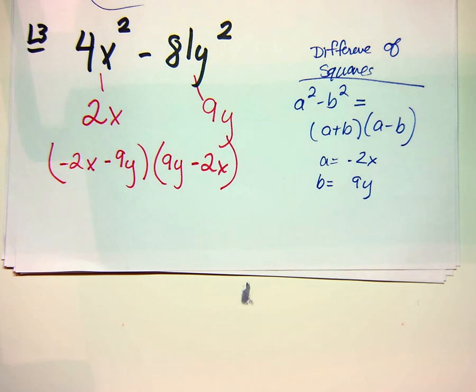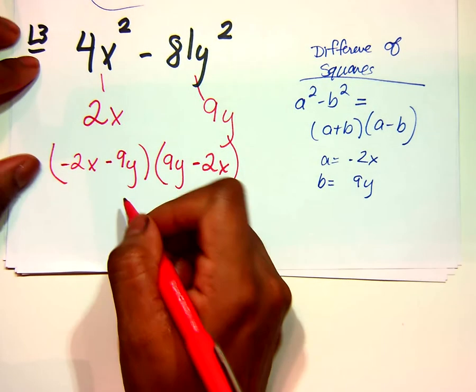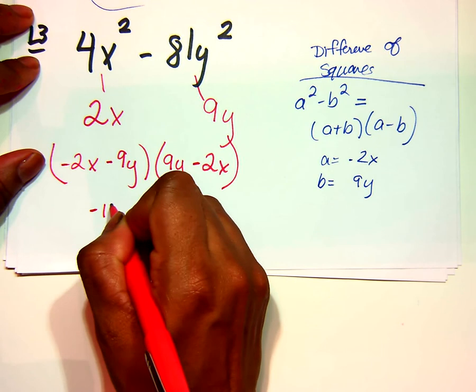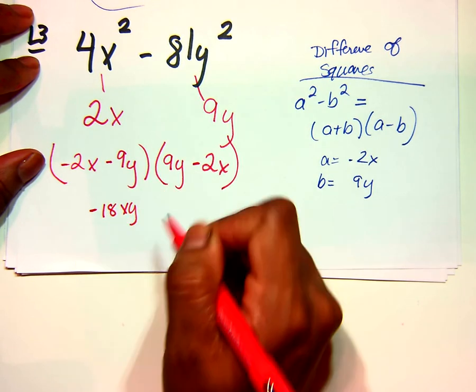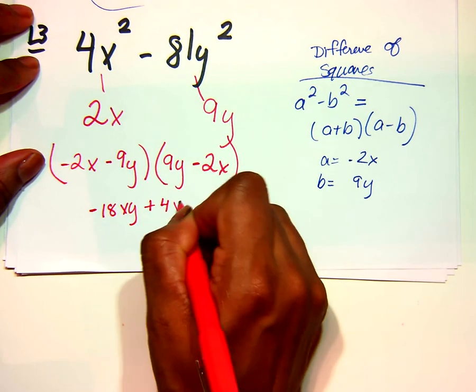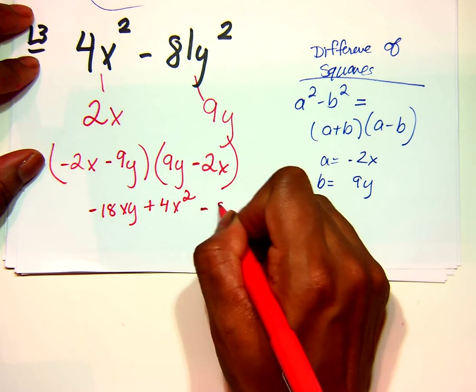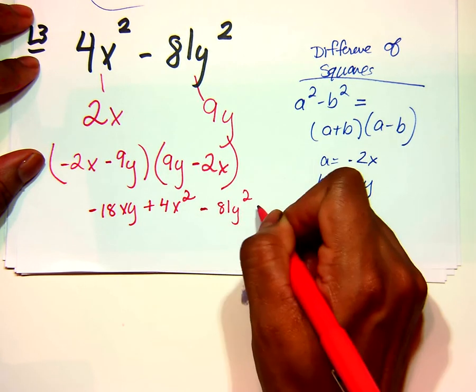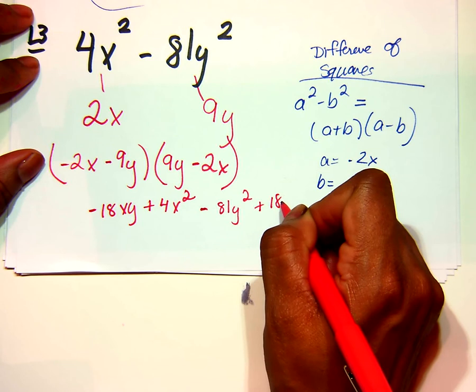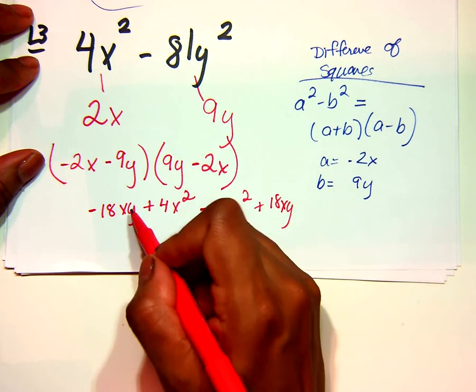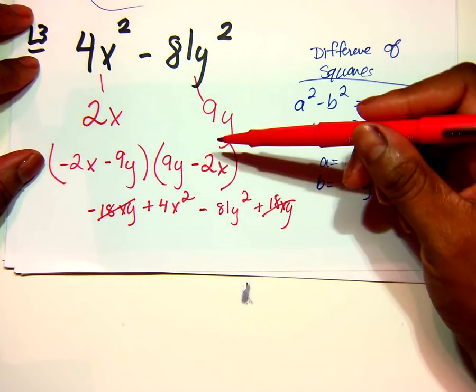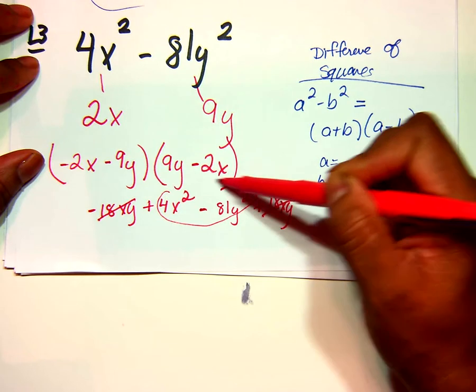I also encourage you to check this by using the FOIL method. So if you did the FOIL method, that would be -18xy plus 4x squared minus 81y squared plus 18xy. So these cancel out, and voila, we just checked it.